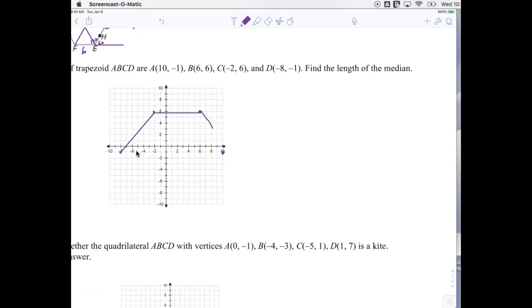Now, I'm not sure why this one was that bad, right? We're just finding the distances and averaging them. You with me or not? So the distance from negative 8 to 10 is 18, right? And the distance from negative 2 to 6, is that right? 8. So 18 plus 8 divided by 2.